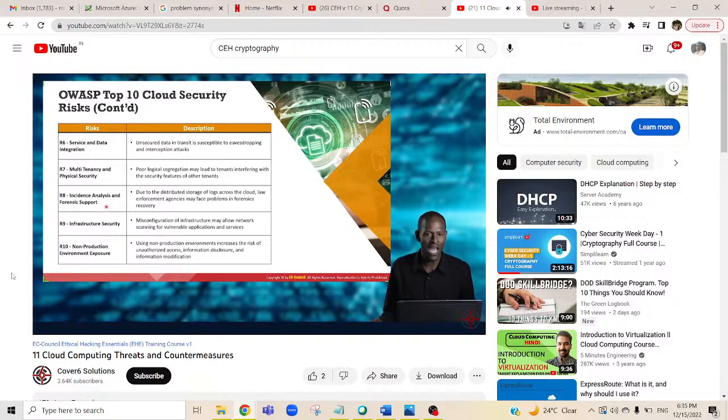And then we have number 8, which is incident analysis and forensic support. Let's say there's been a major intrusion into my network. My forensics team has a method that they go through to track and understand exactly what happened, get the IOCs of that attack, and preserve the evidence using the forensic process. But what if we've recently started using cloud services, and the storage is now distributed across the cloud?